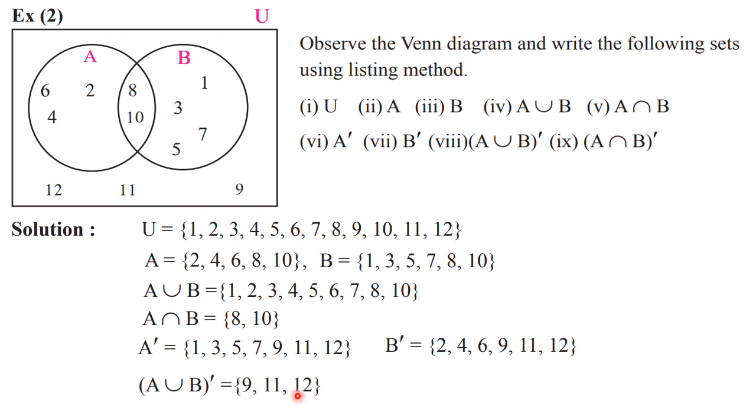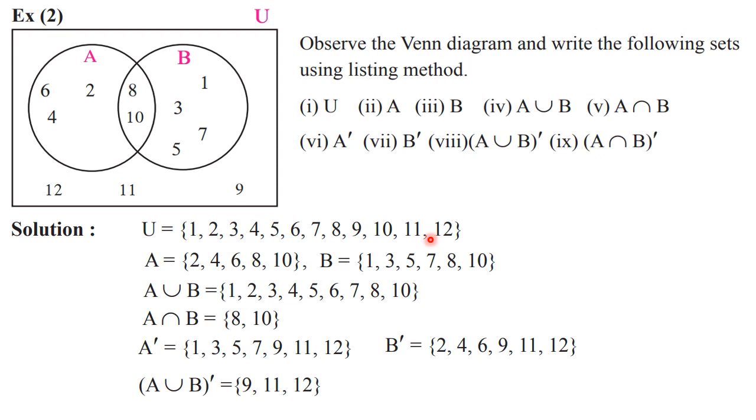And finally, A intersection B complement. Now think of only the intersection part and write down the remaining elements except this part. So all these elements present here except 8 and 10. Don't write 8 and 10 because they are in the intersection. So write down all the elements except 8 and 10 from the universal set.